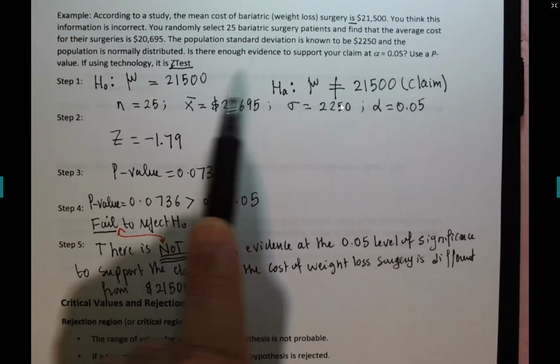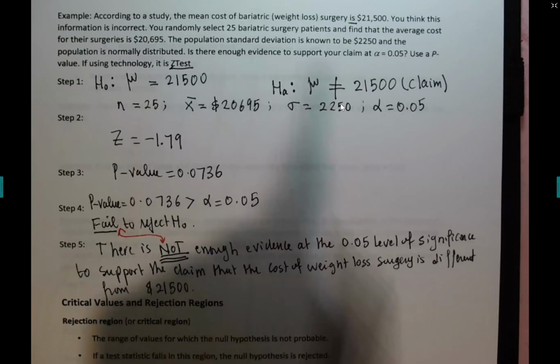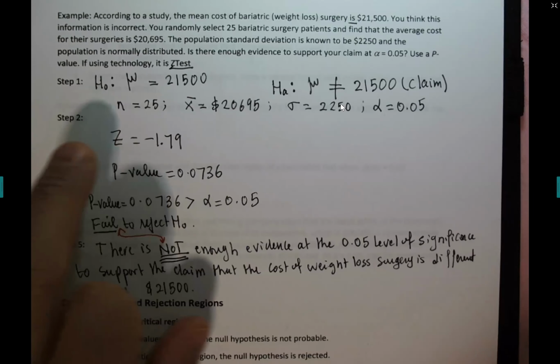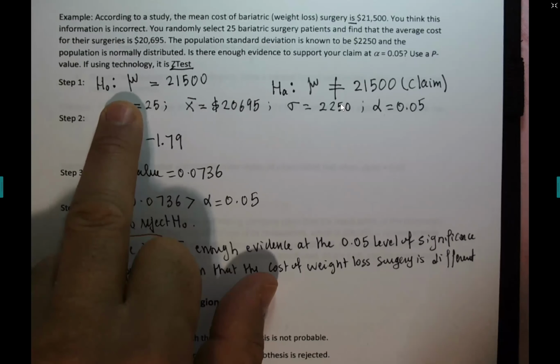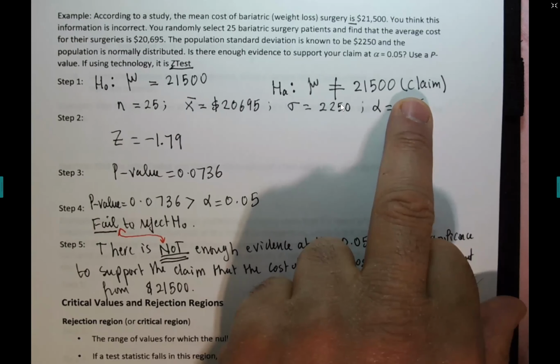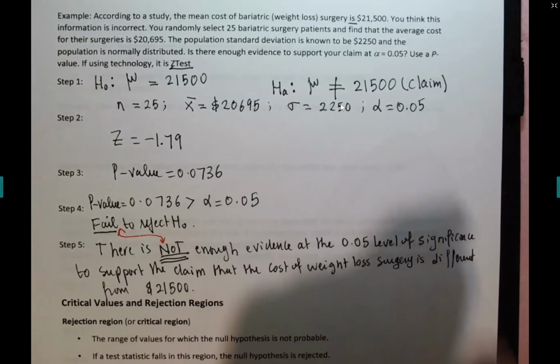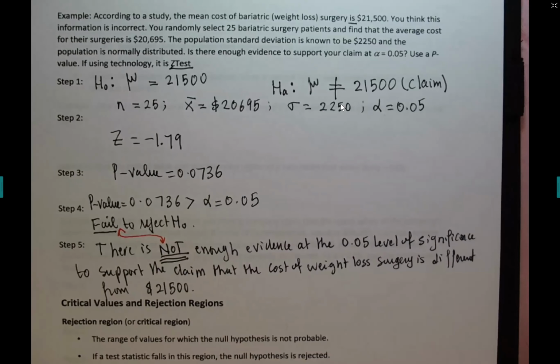That means H0 is probably good. That means the cost of surgery did not change. It's still 21,500. That's what we're trying to say. But we don't speak in favor of H0 or not. We just speak in favor of what the claim is. We just follow the claim. He's telling me that the cost of surgery is not 21,500. I said, well, I don't have enough evidence to support your claim. That's what we're trying to say here. Okay.